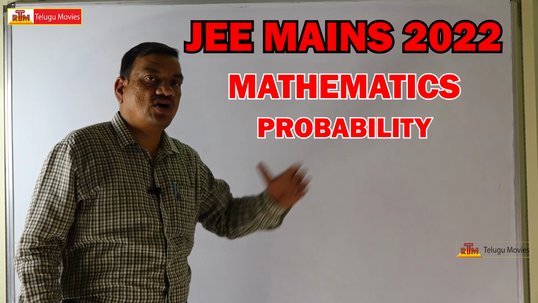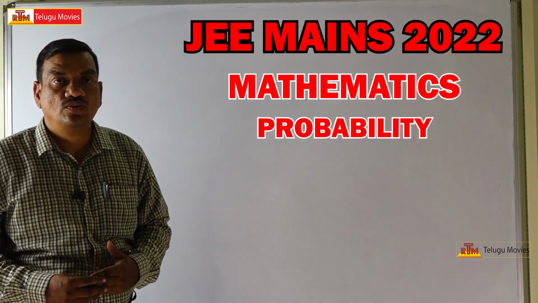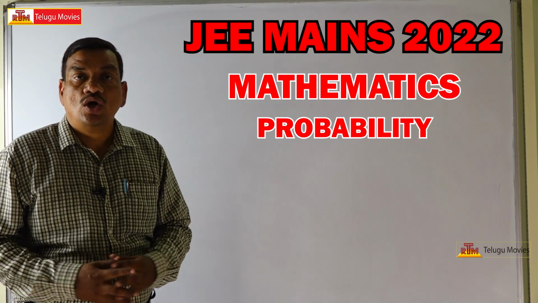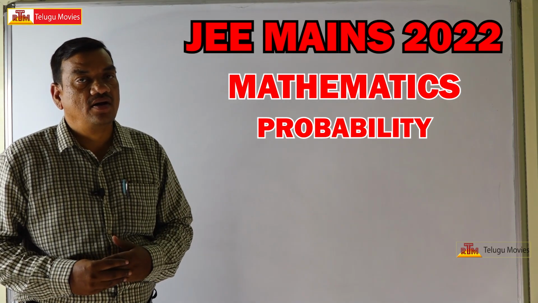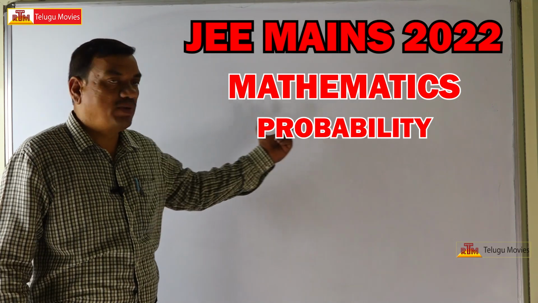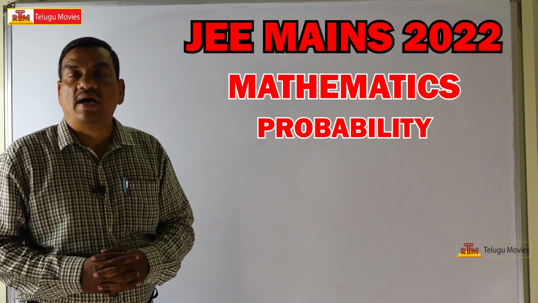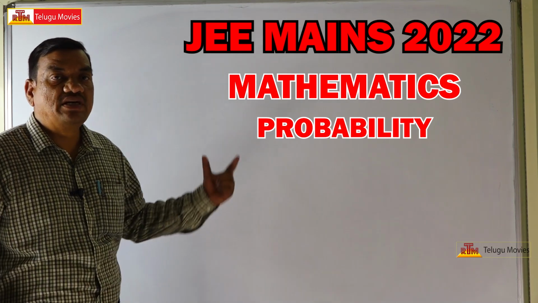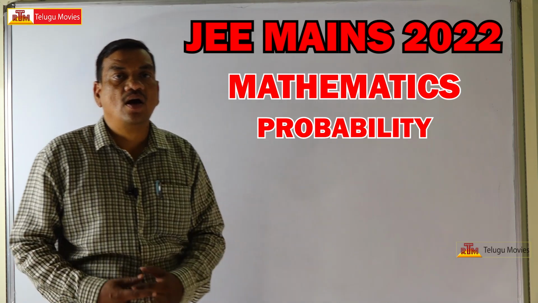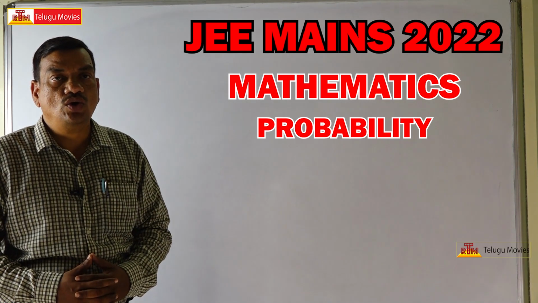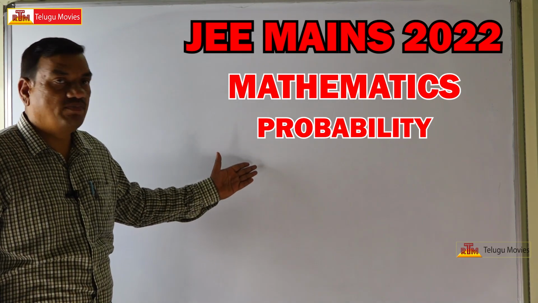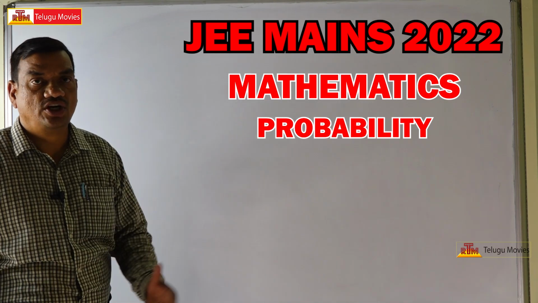So for the last few days, I have been explaining JEE Mains previous year problems. I hope you are all preparing for your JEE Mains examination. I explained the mathematics problems from the chapter permutations and combinations, and that is completed. Now I am explaining probability. In today's class, let us see a few more problems from the chapter probability. So let us start our class.